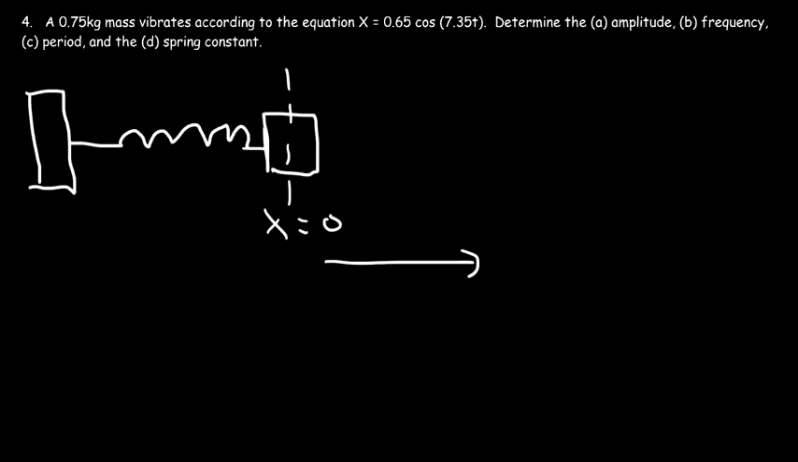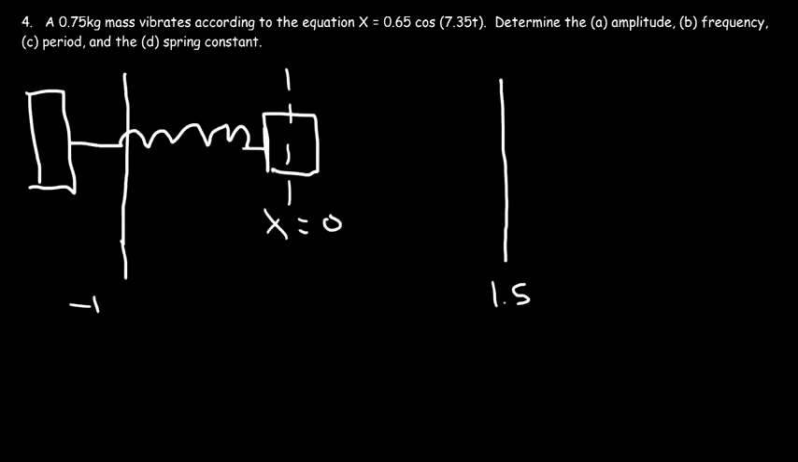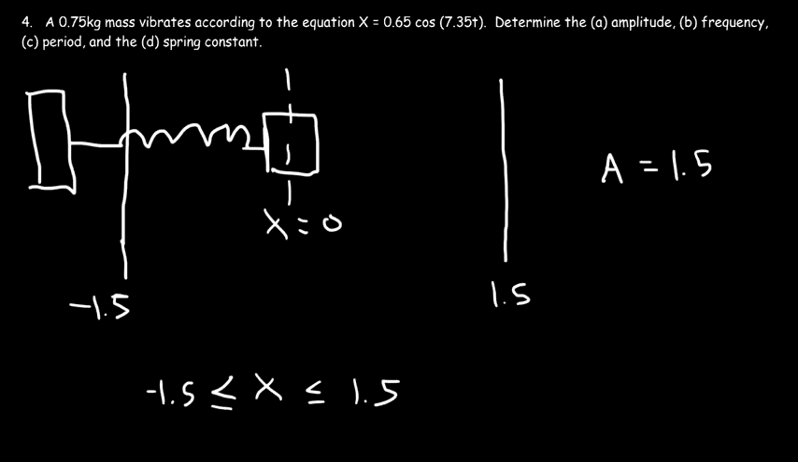So let's say the most that the spring will stretch to is up to this line, and let's say that's 1.5. And so the most that it can stretch to in the other direction will be here. So in this case, the amplitude, the maximum x value, is 1.5. Now x could be anywhere between negative 1.5 and positive 1.5. So x represents the current displacement. A, the amplitude, is the maximum displacement. So make sure you understand the difference between the two.